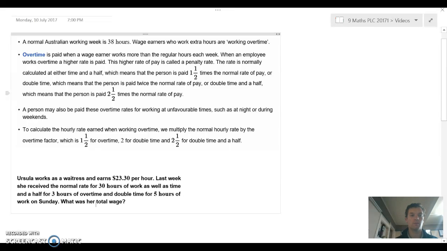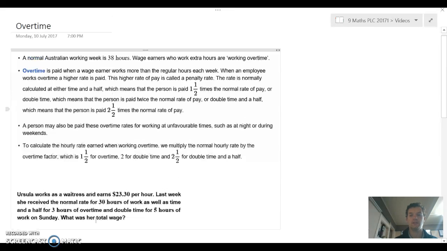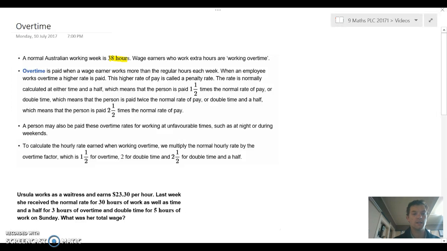In today's lesson, we're going to be looking at special rates, and that is overtime. So in Australia, a normal working week is 38 hours, and anyone who works over that 38 hours earns what we call overtime. Overtime is paid to someone who works those additional hours, and it's paid at a higher rate of pay, and they're what we call penalty rates.